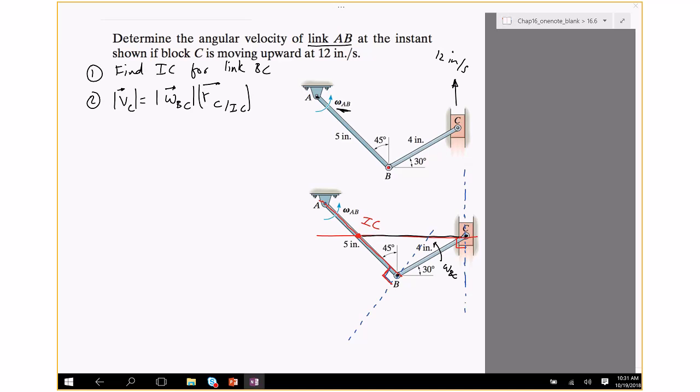If you know the IC, then that formula is always true. What always goes there is the velocity of C is the angular velocity of the link with the IC I found, which is BC, omega BC, times the vector from IC to C. But really you don't have to show the vector because it's the magnitude, so we don't care too much about the direction. We also can write velocity of B equals omega BC times R B with respect to IC.